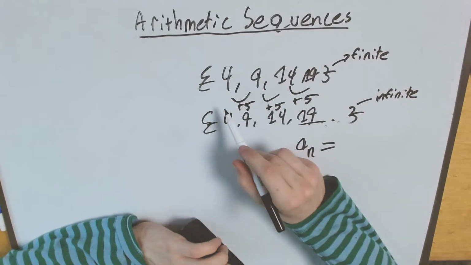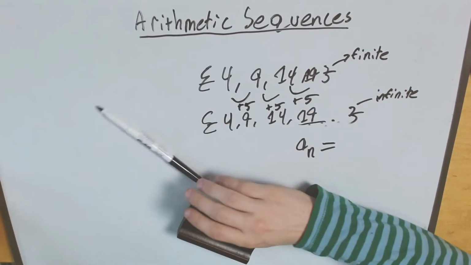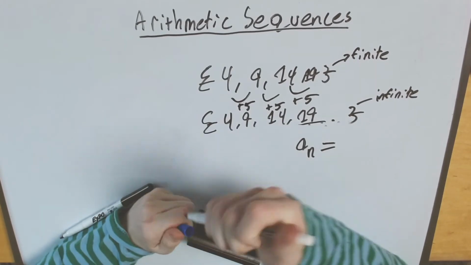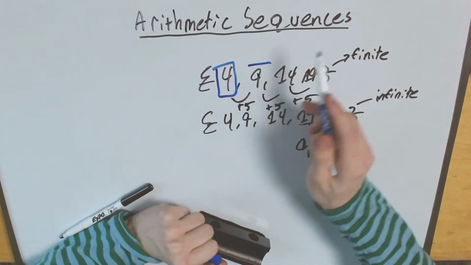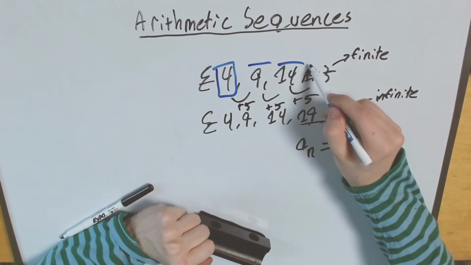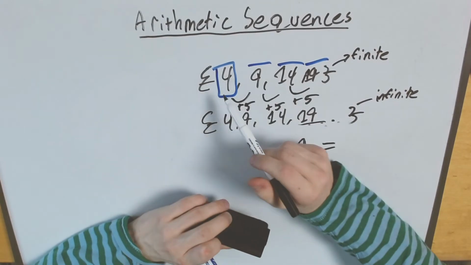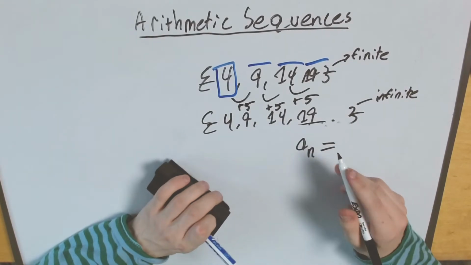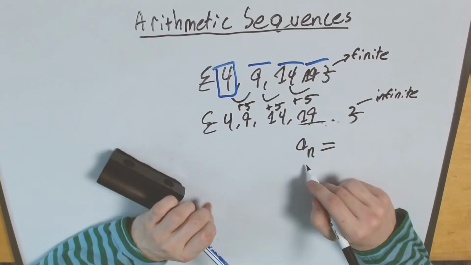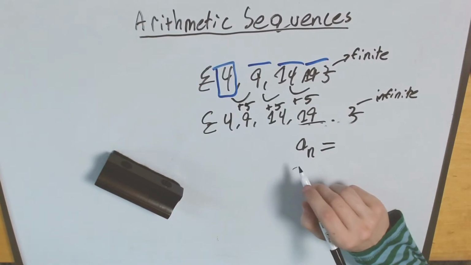So we see that for every term except the first term, we're always adding 5. Like here, we just added 5. Here, we just added 5. Here, we just added 5. So if we were to count the first term, then all the times we've added 5 except the first term, we would have every single value for the sequence that I wanted, right?